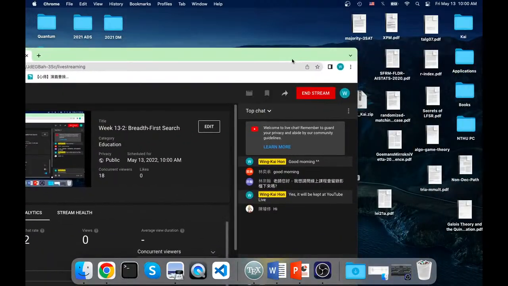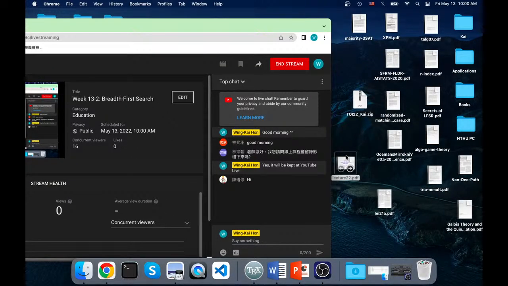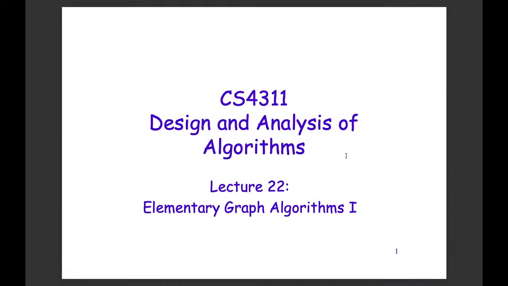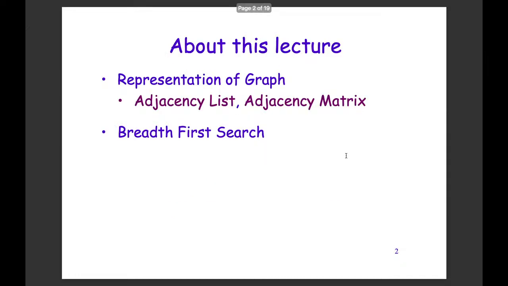So it will be a very simple class. Starting from this week, we will be talking about a lot of graph algorithms. Today we will first talk about some representations of a graph, and then we will specifically mention one of the famous and useful algorithms called breadth-first search. The nickname or shortened name of breadth-first search is BFS. So yes, you will hear BFS all the time.